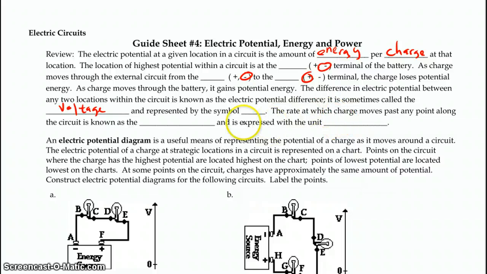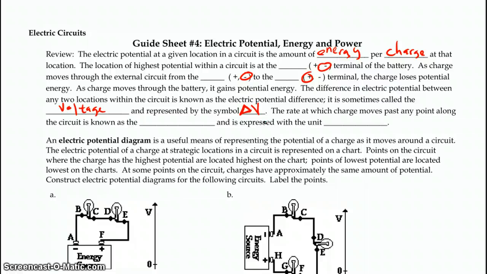Since it's measured in volts, the symbol will be V, and then our symbol for change is delta. So delta V is the potential difference between 2 points. V is essentially the potential at any given single point.